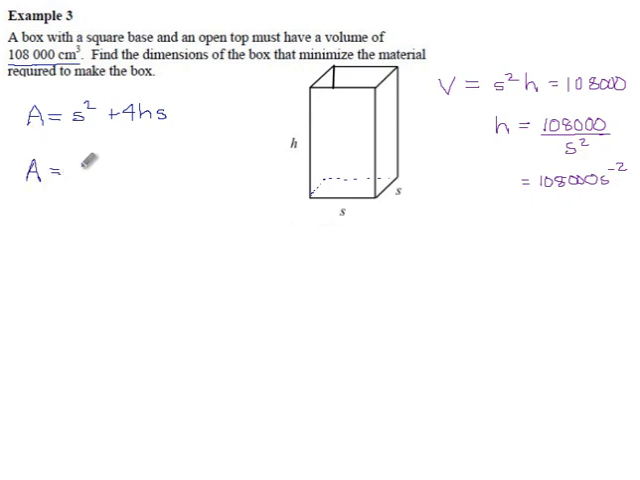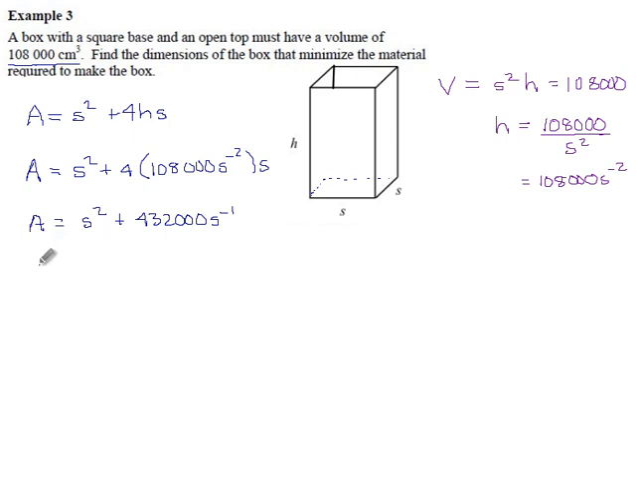Our area is s squared plus 4h times s, and that cleans up to s squared plus 4 times 108, which is 432,000 s to the minus 1. Okay. I went with this form because the power rule is about to happen, and so we might as well get into power form and be ready for it. So let's see what happens when we differentiate this thing.